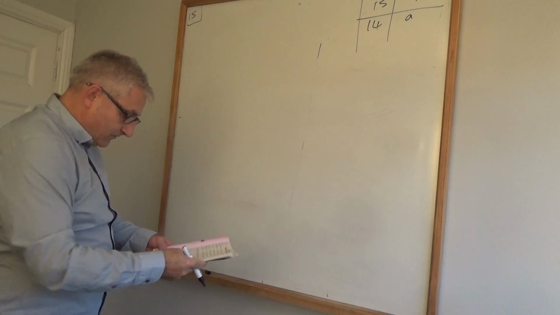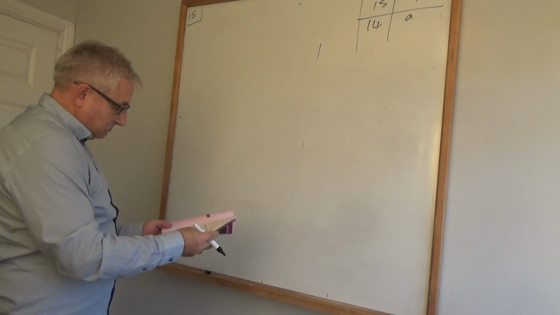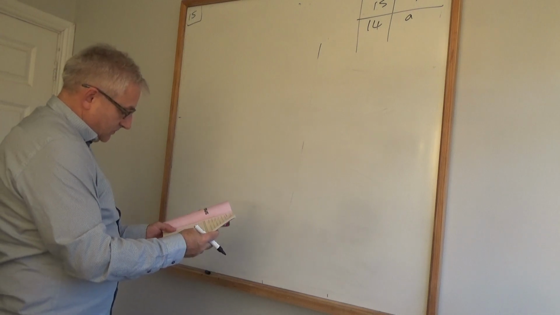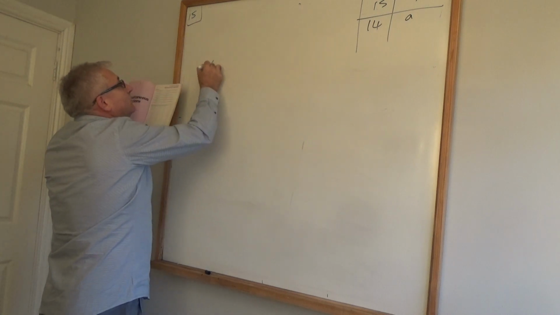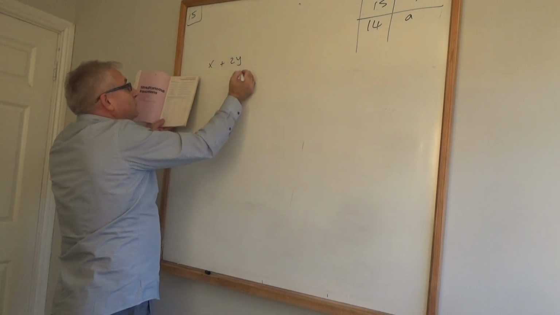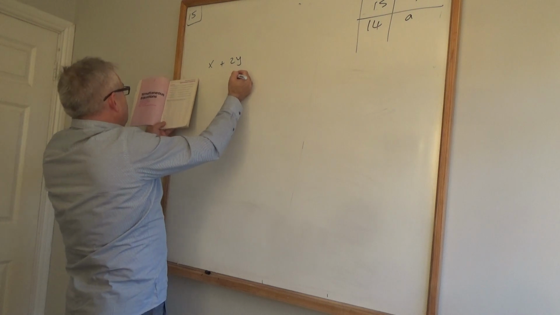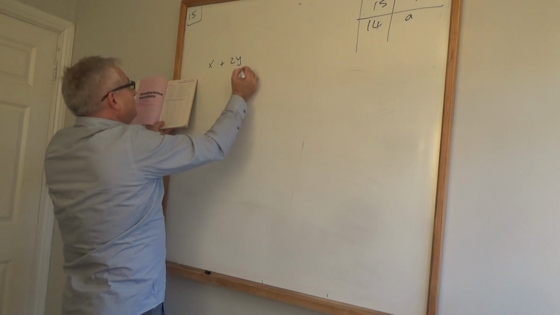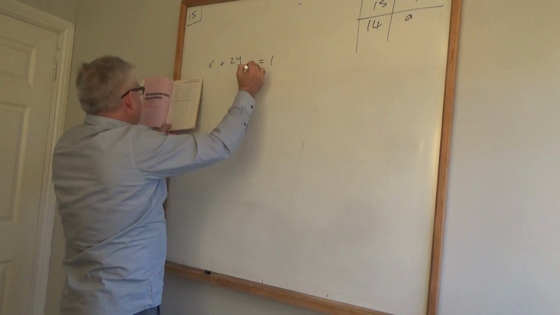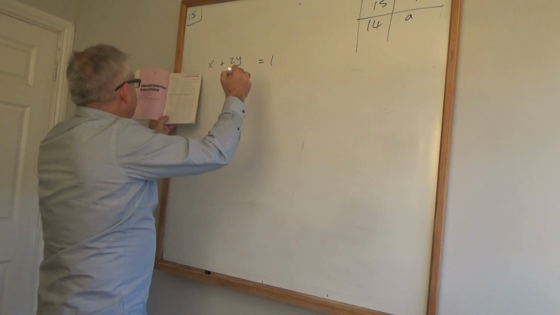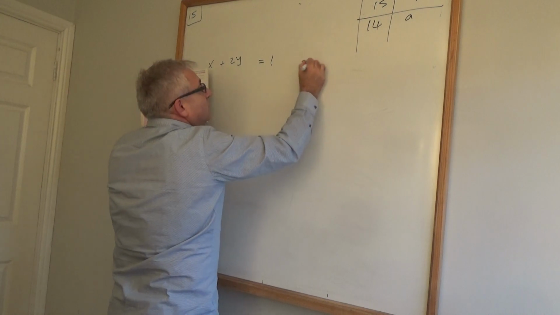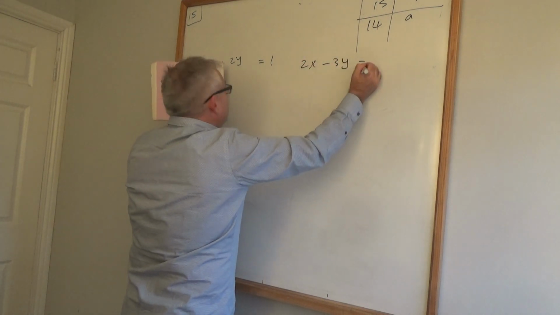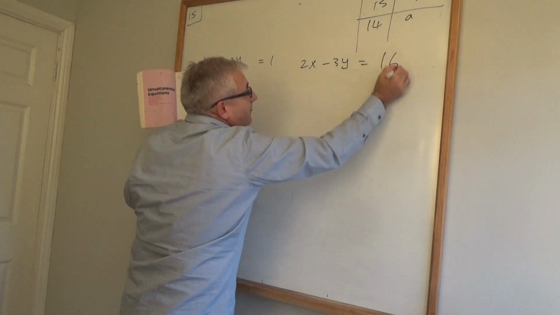Surprisingly, this is back in the form we'd like it to be in. Which is nice. So it makes it a shorter question. So x plus 2y equals 1 and 2x minus 3y equals 16, equals, be careful of the sign.